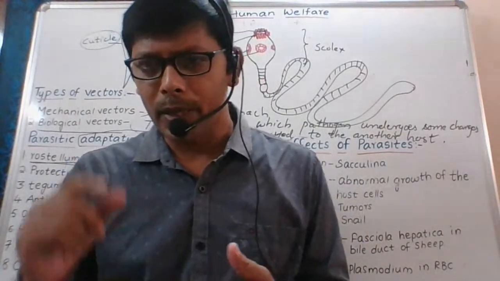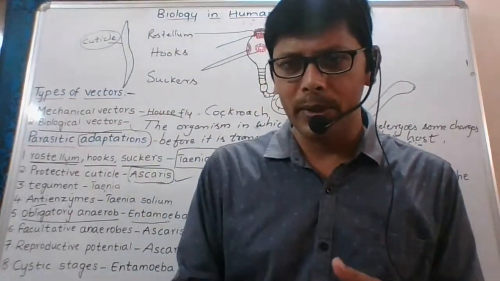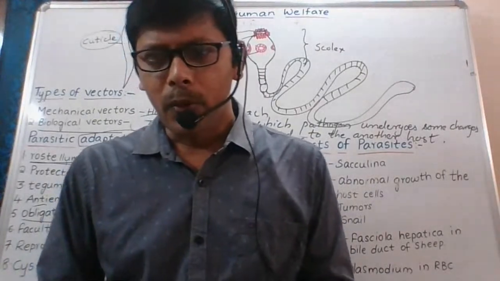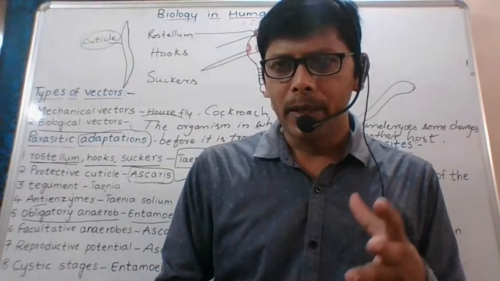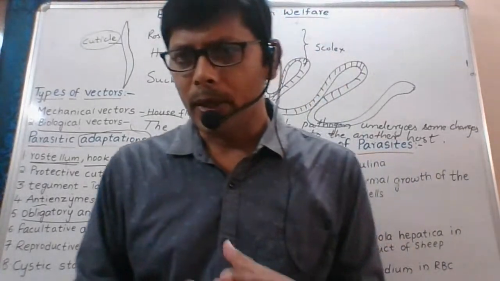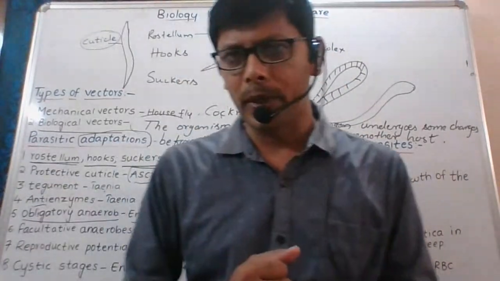Quickly give responses. ETS, electron transport chain, ETC. Where does Krebs cycle take place? In the mitochondria, in the matrix of mitochondria.